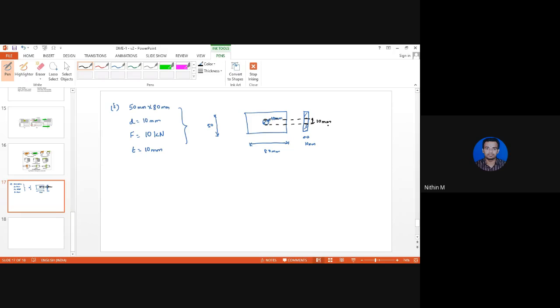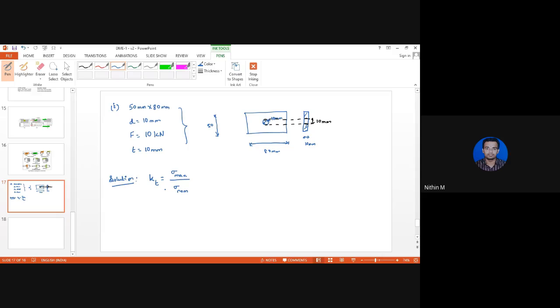Now, they have told you to determine the maximum stress. Now, what is maximum stress? Let us try to write the formula of stress concentration factor. How did we define stress concentration factor? Stress concentration factor is represented by the symbol Kt, which is given by the ratio of maximum stress to nominal stress.